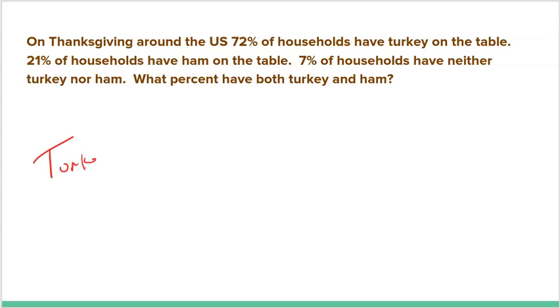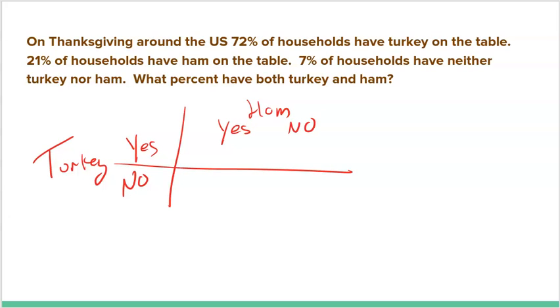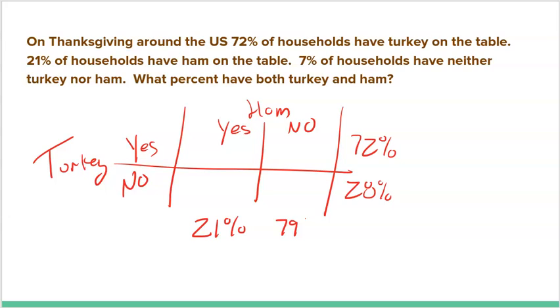Here's turkey. I just want you to see what's going to happen here. This is actually kind of cool. Here's ham across the top. Yes. No. Right at this point, this is like, all right, this is easy. Again, most kids love this table stuff. So 72% have turkey. That means 28% do not. 21% have ham. That means 79% do not. There's my 100% of people.